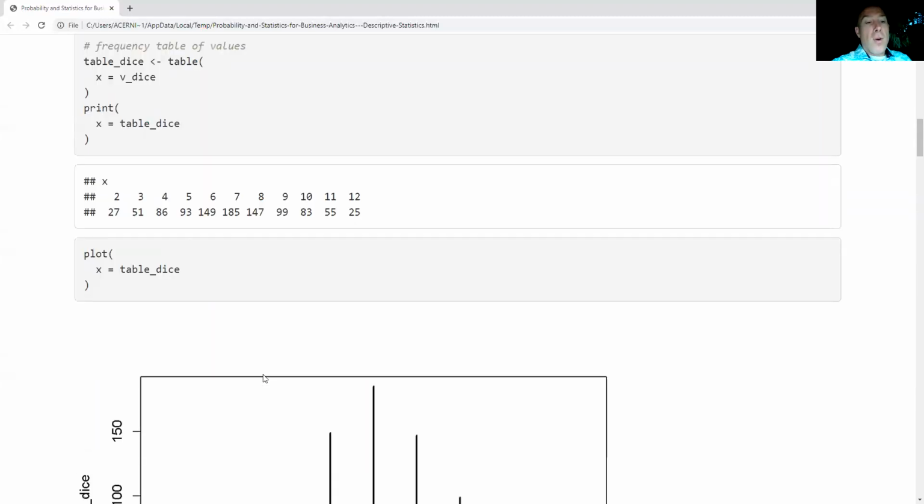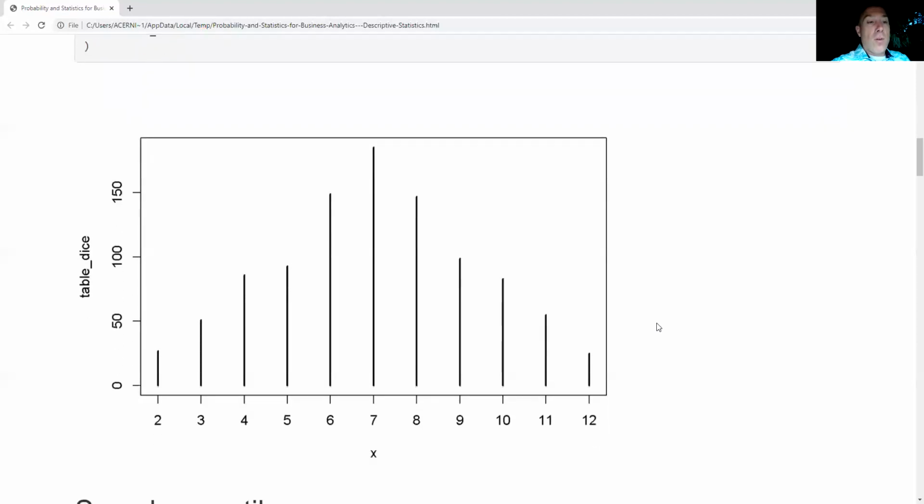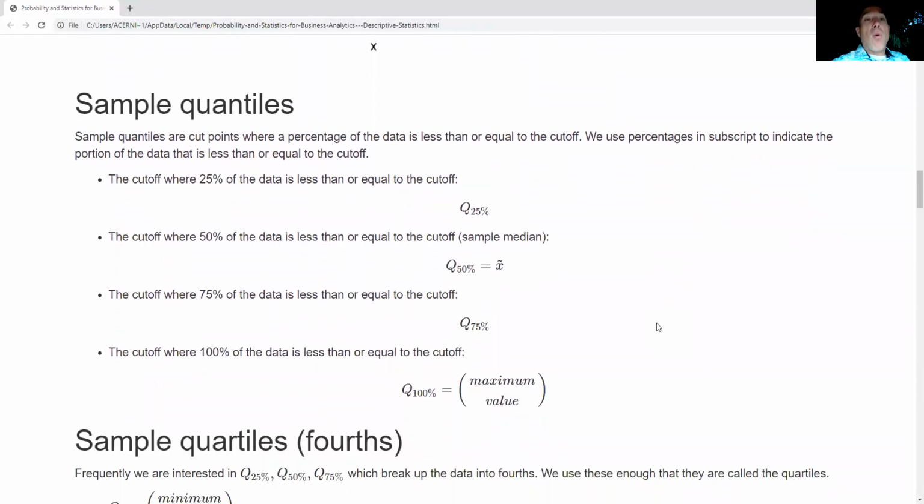Now let's go ahead and take a look at a bar plot of the table. This looks pretty close, not exactly how the true dice rolls would be, but it's pretty close proportionately at least. Now, the next concept to talk about is sample quantiles. A sample quantile is kind of tricky; it's an easier thing to think about than it is to articulate, honestly.